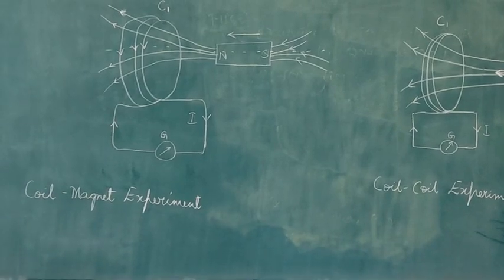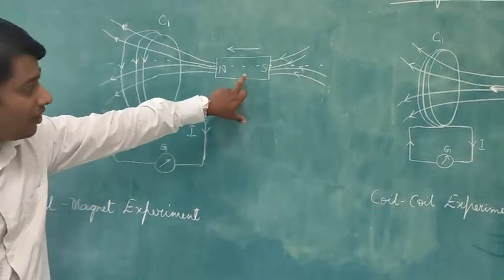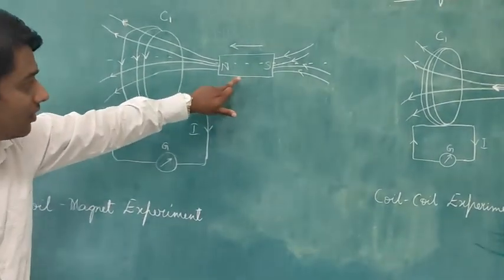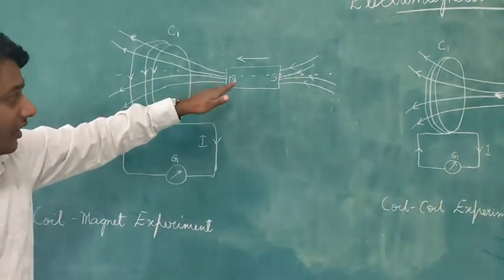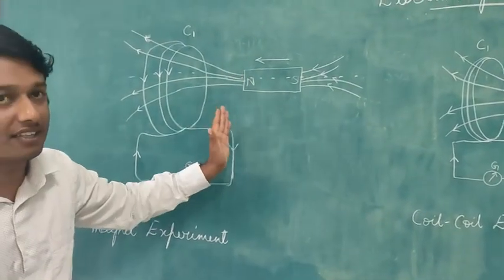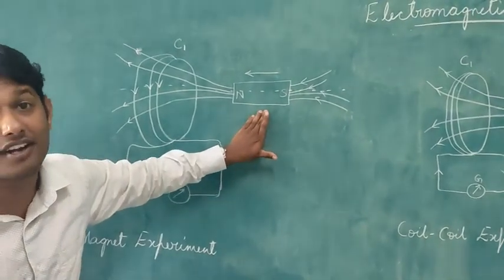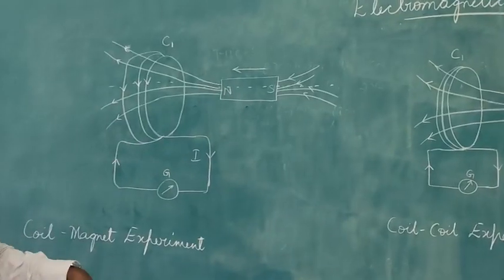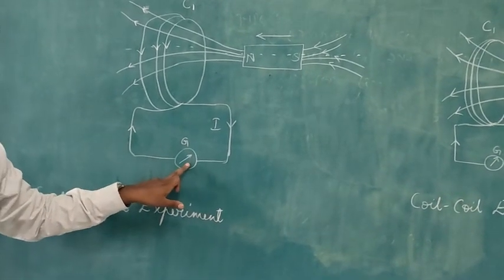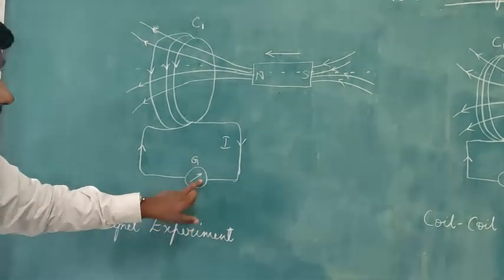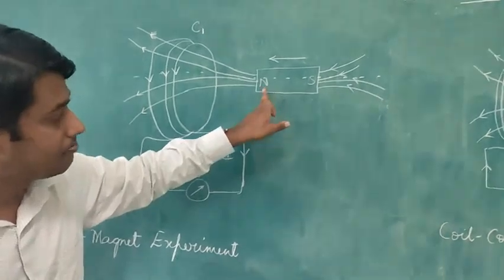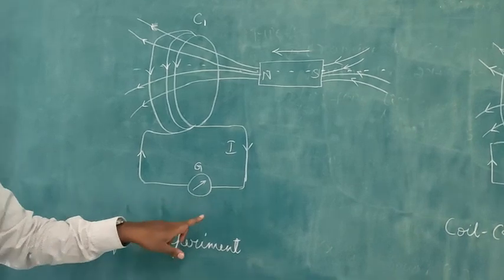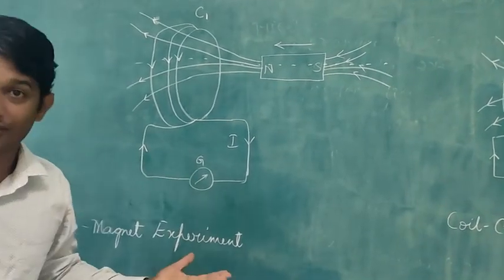What Faraday did was, he brought this magnet close to the coil. As he brought the magnet close to the coil, he observed that the magnetic field was varying here, because a magnet produces a magnetic field around it. Because of that varying magnetic field, the galvanometer showed a certain amount of deflection. Then he took the magnet away from the coil, and again he observed a deflection in the galvanometer, but in the opposite direction.